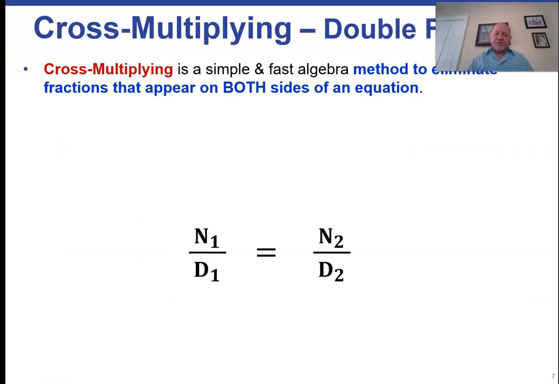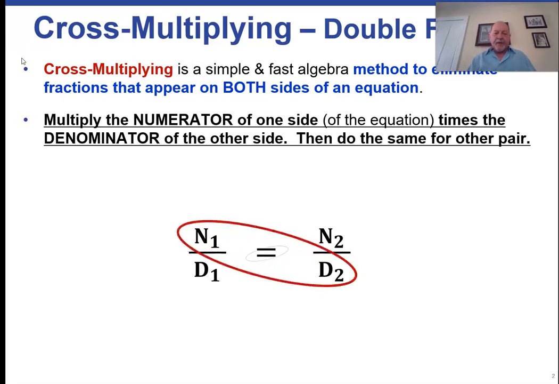Okay, so cross-multiplying is a simple and very fast algebraic method that eliminates fractions that appear on both sides or on one side of the equation. We'll show the example where it's both sides of the equation. You can imagine a formula where you have one fraction, numerator 1 divided by denominator 1, equals some other fraction, numerator 2 divided by denominator 2.